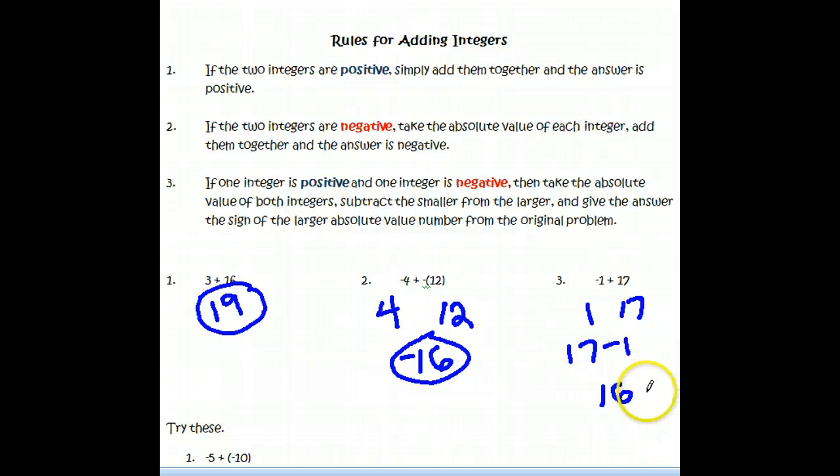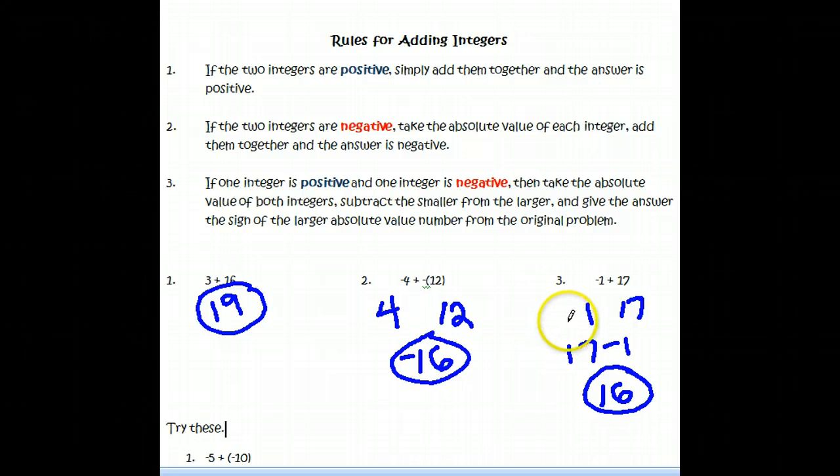So I look back at the original problem. 17 is bigger than 1. 17 was positive, so the answer is positive. I always want to do that at the end because you want to make sure you get the right sign. All right, so there's our rules for adding integers. Okay, once again, just like always, if I'm going too fast for you, you can always pause the video, rewind it, go back and look at it a few times if you're not sure.